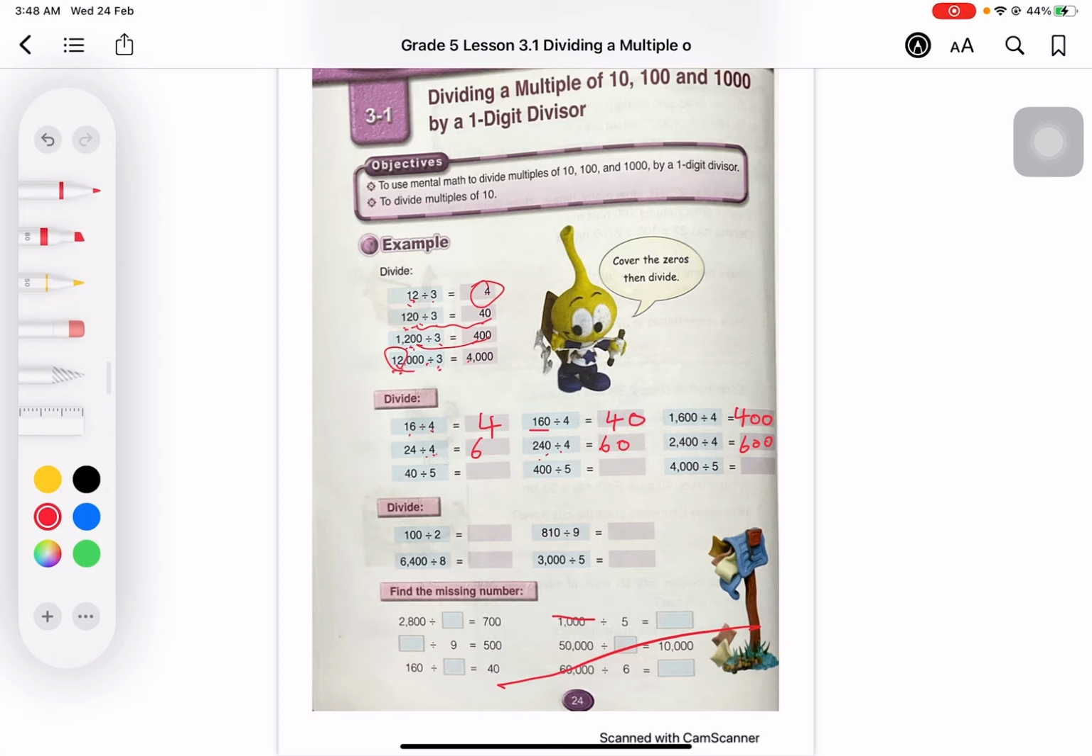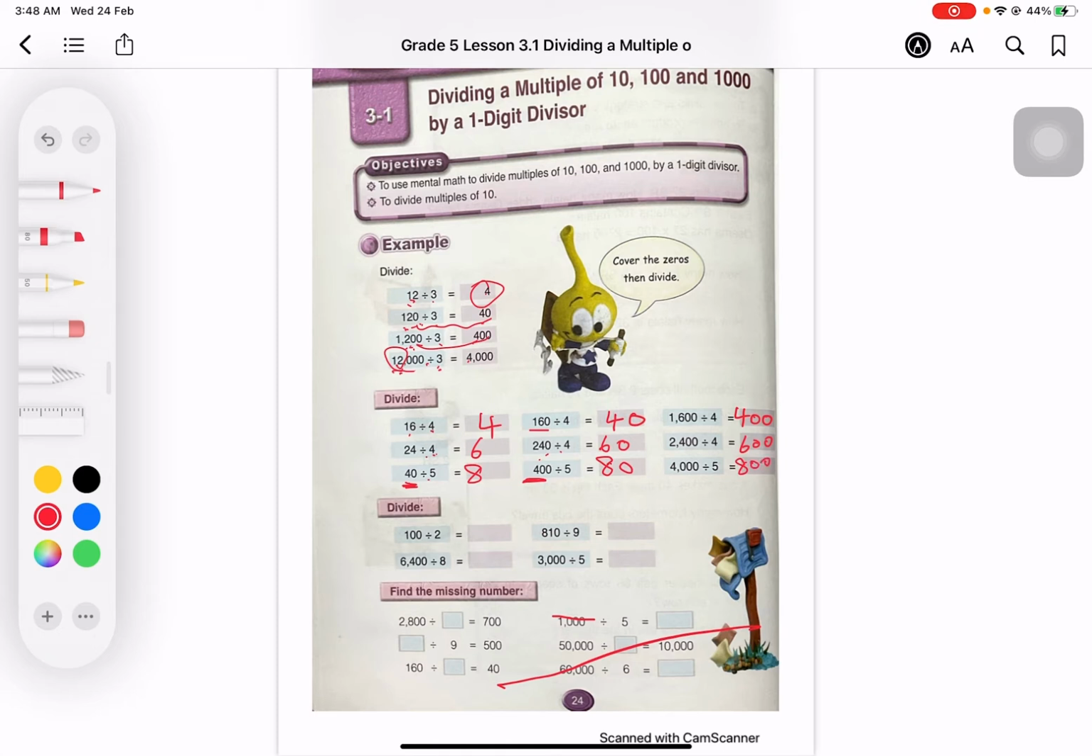So it's a pattern. That means they are using a special system while writing these sentences. For example, 40 divided by 5, the answer is what? 8. Now, my number changed. It was 40. It becomes 400. So write the basic fact and drop the 0. Write the basic fact and drop 2 zeros.